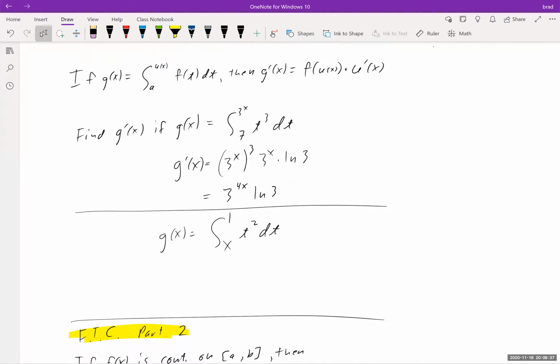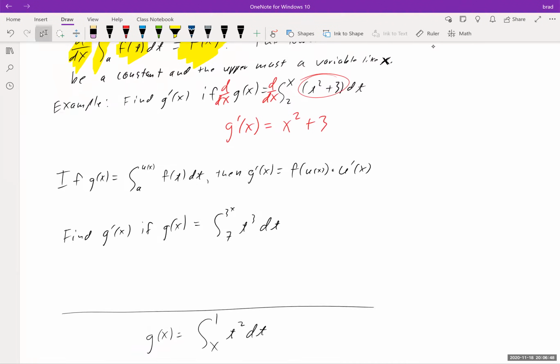So this next one is a little bit harder. I want to show you guys, what if there's ever something a little bit more than x? So this lower limit always must be a constant. So it says if g of x is equal to the integral from a to u of x. Now remember, that's starting to mean something other than plain old x. So maybe it's like the sine of x or e to the x or something like that, of f of t dt. Then g prime is f of u of x times u prime of x, okay?